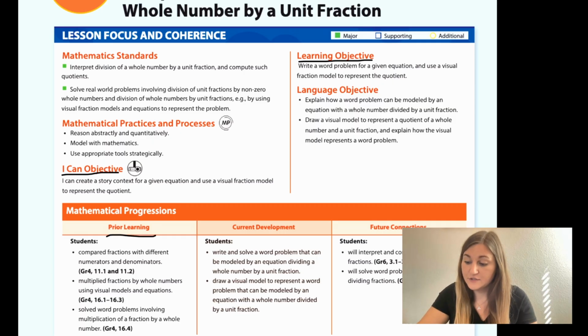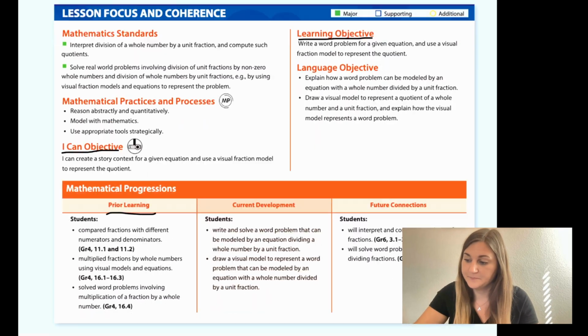The prior learning is that students compared fractions with different numerators and denominators. Students multiplied fractions by whole numbers using visual models and equations, and students solved word problems involving multiplication of a fraction by a whole number.